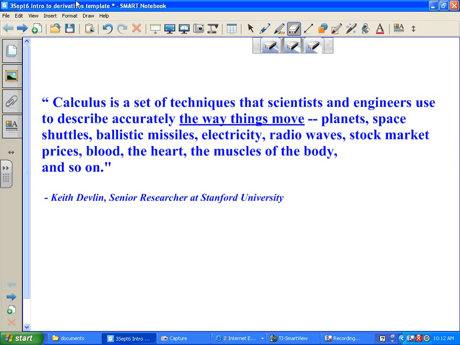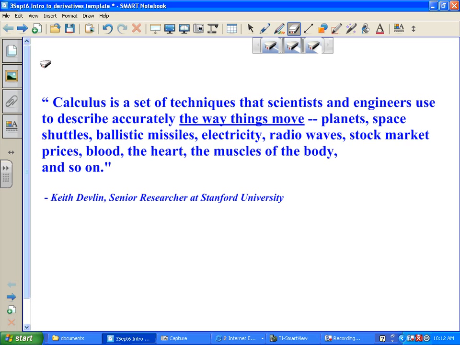Okay, so we're talking about rates of change, and I find this paragraph a really important way to explain why rates of change are important. Basically, calculus is a set of techniques to describe the way things move, whether it's planets, space shuttles, ballistic missiles, electricity, radio waves, stock market prices, blood. So it applies in so many different areas, and the common thread to all of these areas is the rate of change of something, whether it's the rate of change of electricity or the stock market prices, etc. So today we're going to try to tackle that concept.